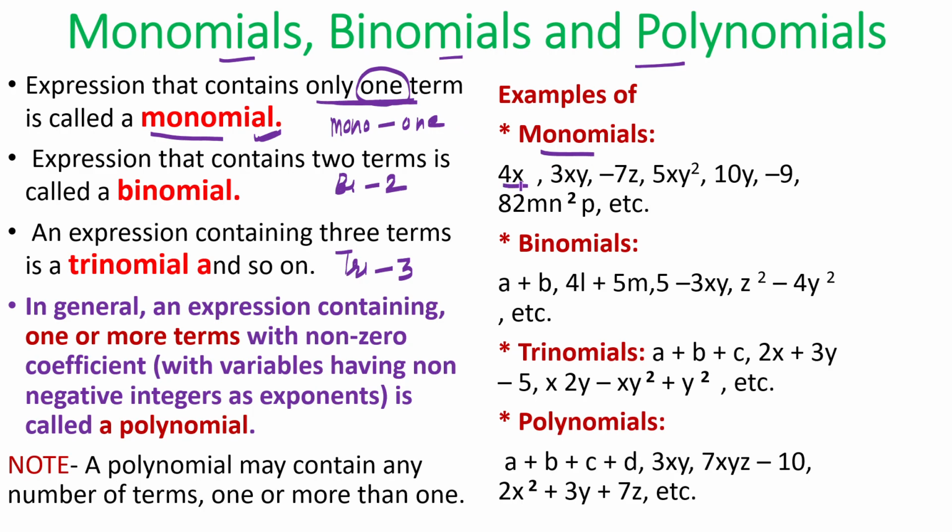Example of a monomial: 4x. This is only one term. Clear? Minus 7z, 5xy square. This is only one term.